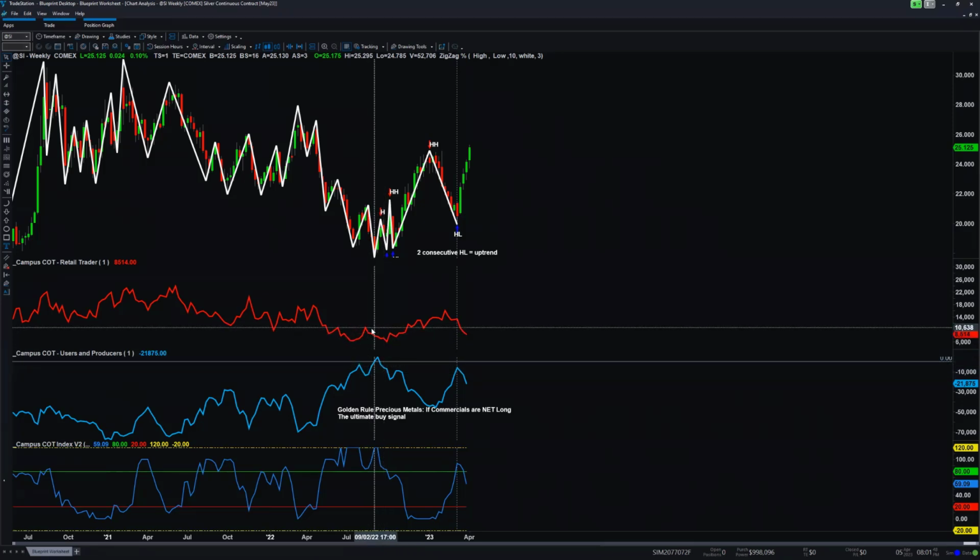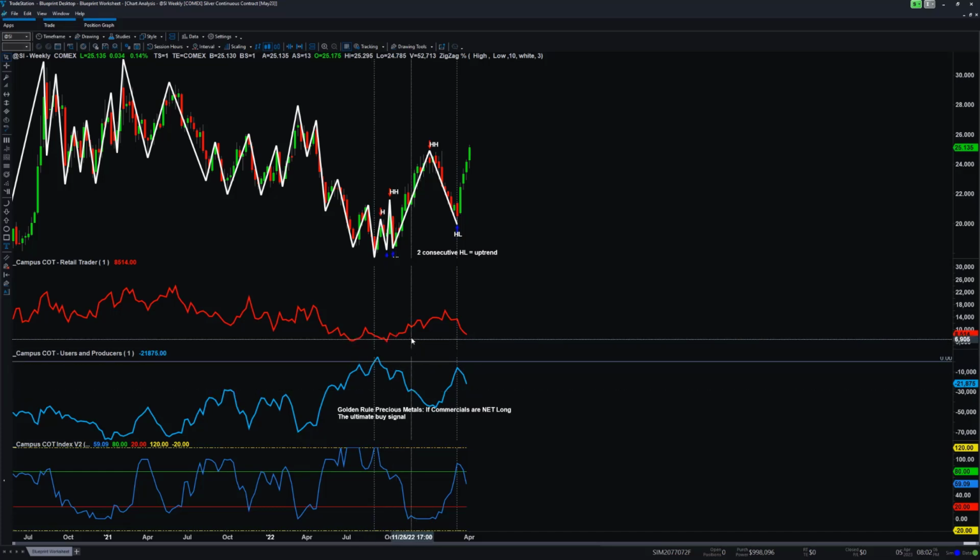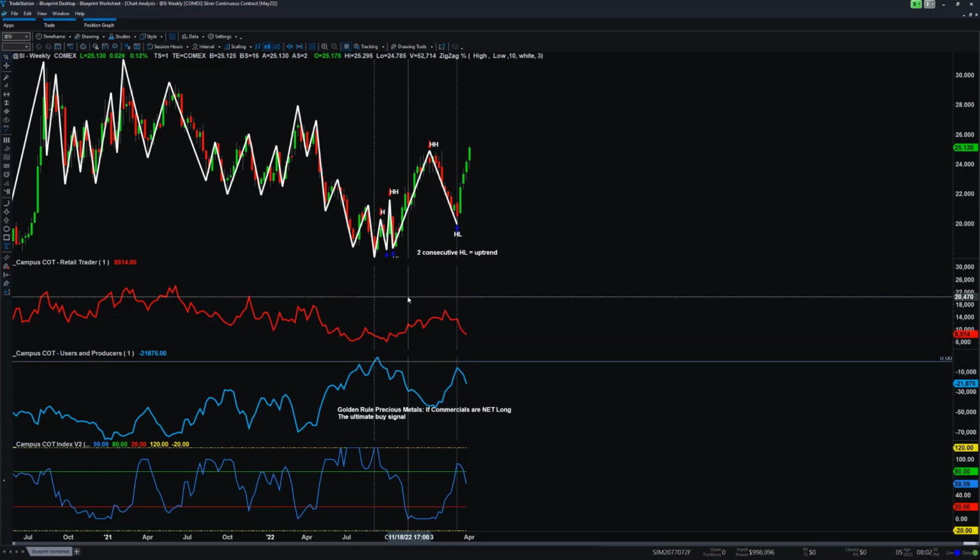But the commercials are the most consistent winner, and the retailers are the most consistent loser. So if we want to have the best odds, then we follow the most consistent winner. And even better, if we have the most consistent loser on the opposite side. So how would this then look in terms of our index?